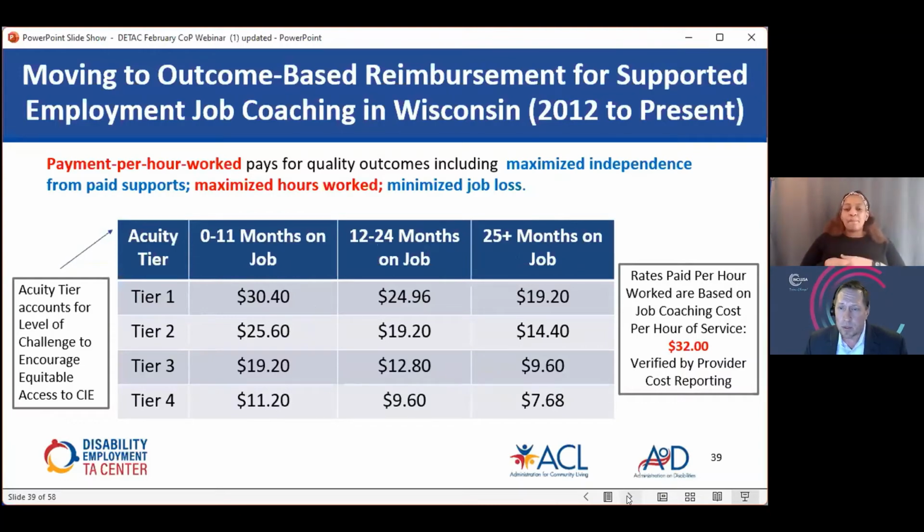So right now we tend to provide $32 an hour, and that's verified by provider cost reporting. And again, the acuity tier on the left really allows us to increase from a challenge and creates equitability across competitive integrated employment. So this is the same table you just saw, but putting in the actual dollars that we pay per hours worked. So you can see for an individual that may fall in acuity tier 1, in their first year on the job, we pay that provider $30.40 for every hour that an individual works.